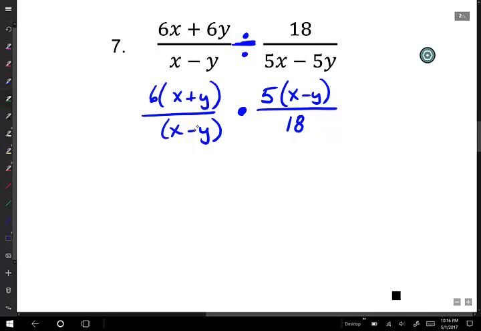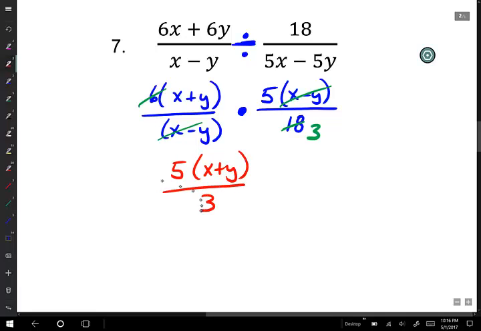What's going to cancel here? The x minus y's. The 6 and the 18 cancel to a 3. That leaves us an answer of 5 parentheses x plus y over 3.